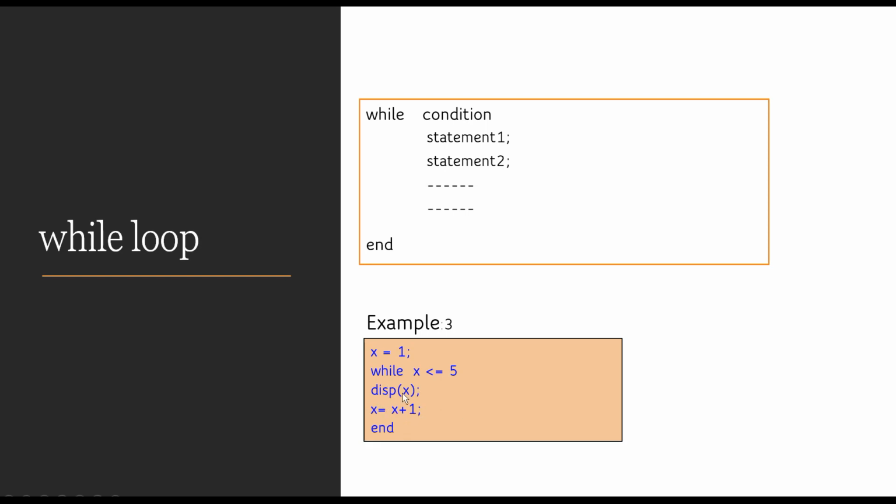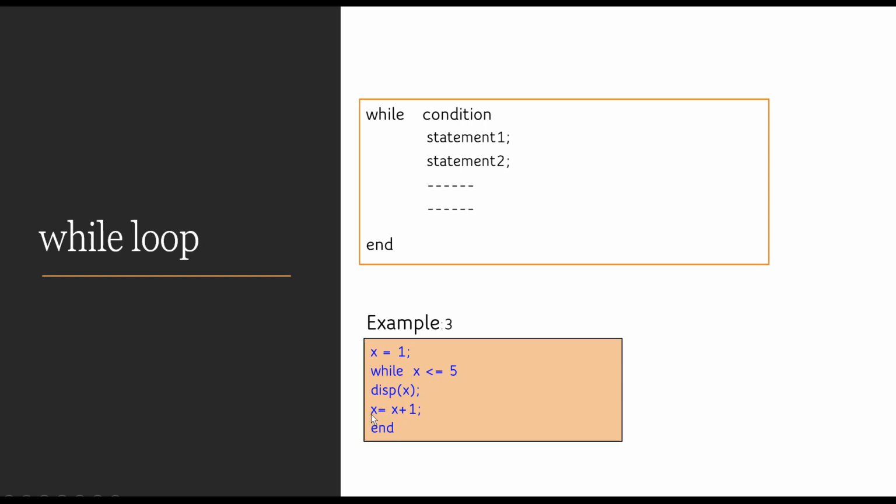This body is just displaying X and then increasing X by 1. So this code means we're going to take the old value, add 1 to it, and store it in X again. So 1 plus 1 becomes 2, so X becomes 2. And then we go back to this line asking, is X less than or equal to 5? Now X contains a value 2, so it's still less than 5, so we run this again and again until X becomes 5.